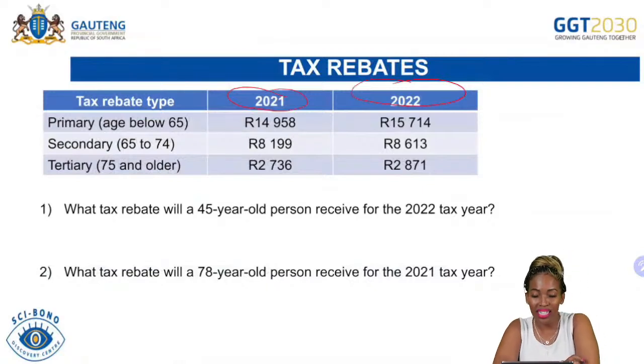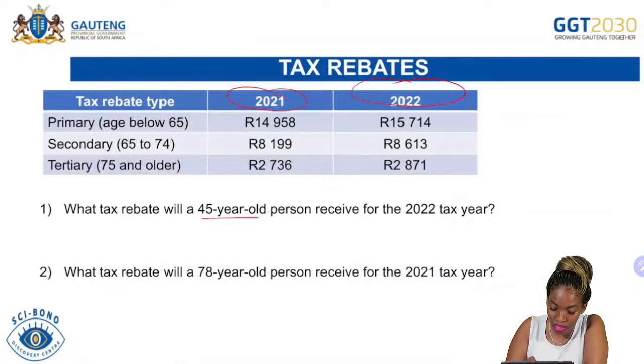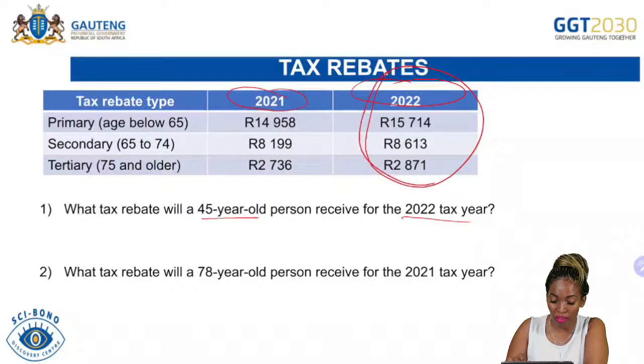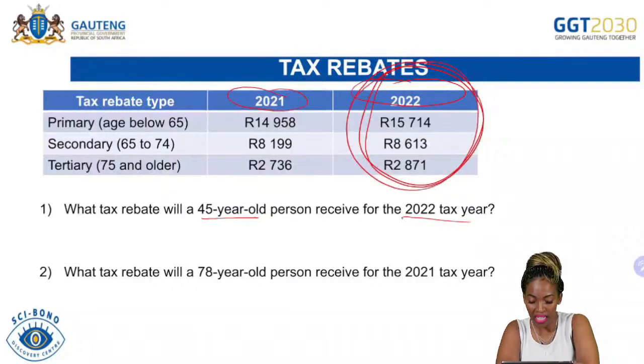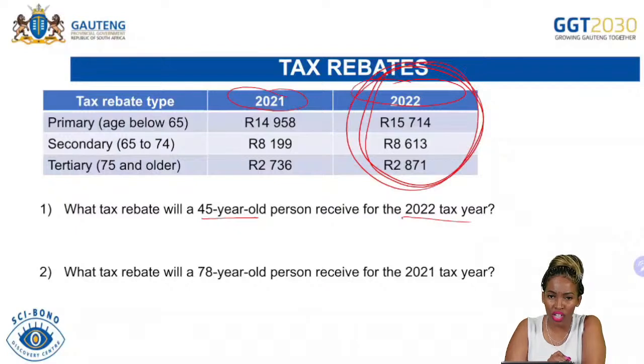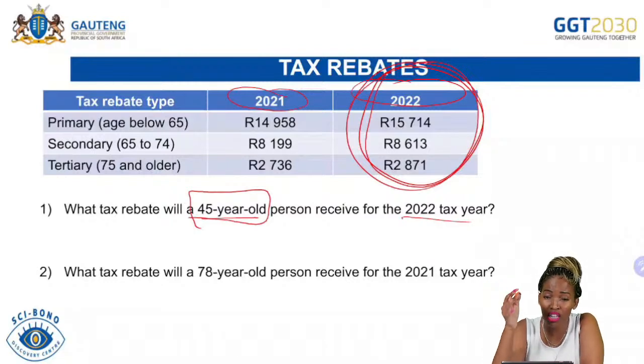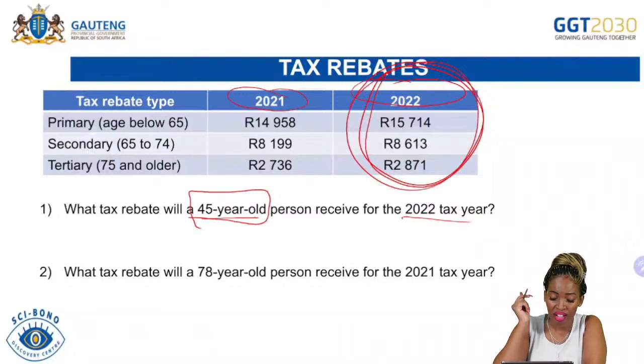So number 1, what tax rebate will a 45-year-old person receive for the 2022 tax year? It means in our table, our focus is going to be on the 2022 tax year. And the issue of age, girls and boys, with income tax, age is very, very important. If the examiner asks you why the age of a person is important when it comes to calculating income tax, the age is important for the purposes of rebates, so that we know how much rebate this person will qualify for. Otherwise, if you don't have the age, we don't know how much discount we must give.